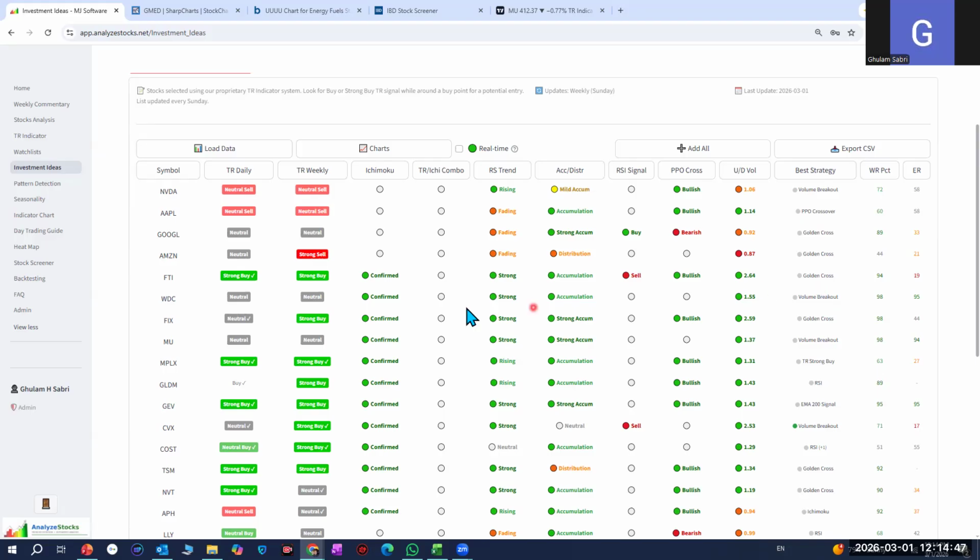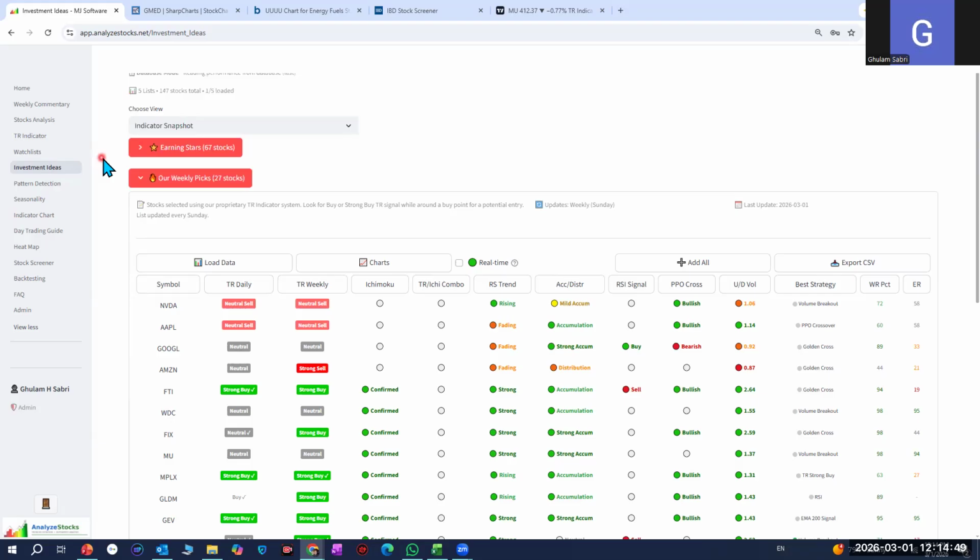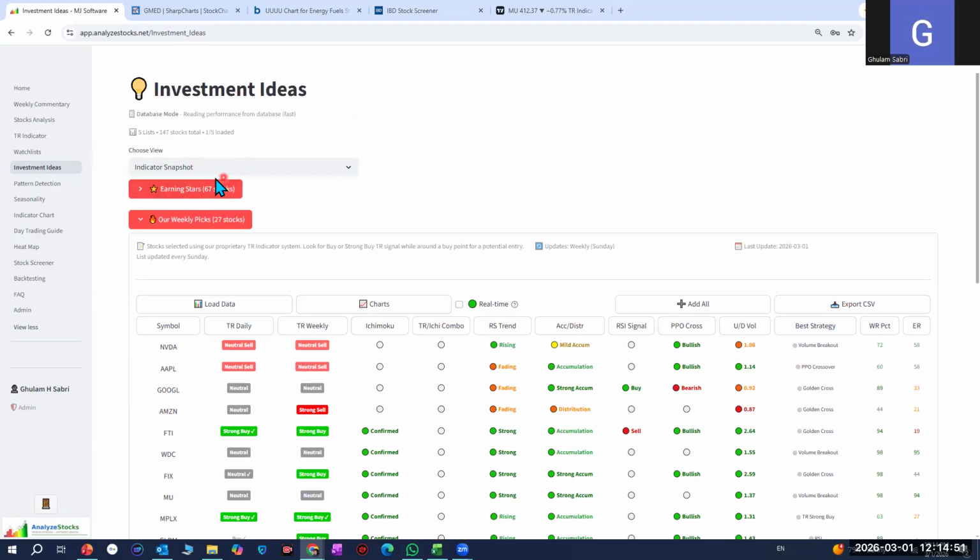How often do the updates occur on the investment ideas? Earnings start gets updated once a week.